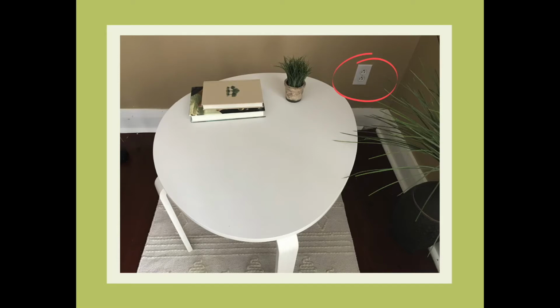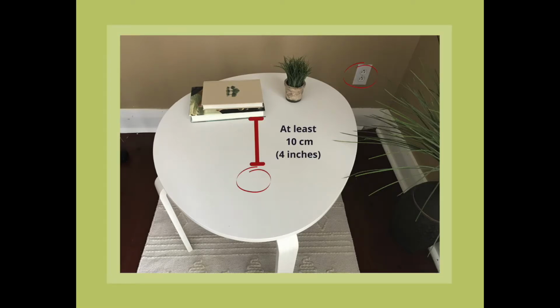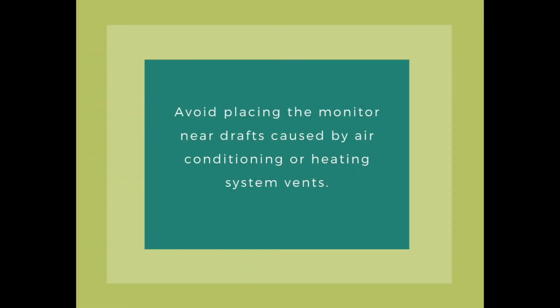The monitor should be placed somewhere 10 centimeters or at least 4 inches away from other objects, including walls, to allow for airflow around the monitor. Avoid placing the monitor near drafts caused by air conditioning or heating system vents.